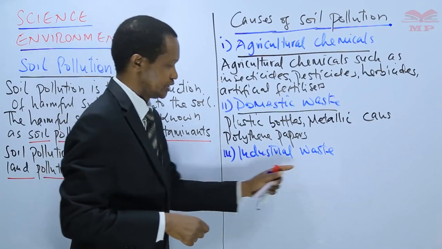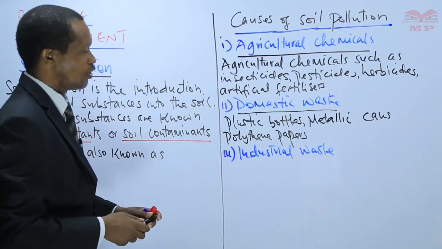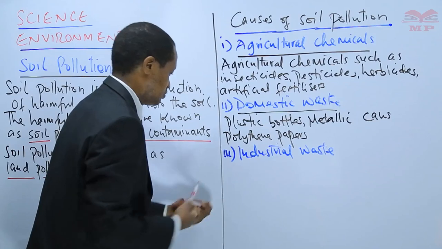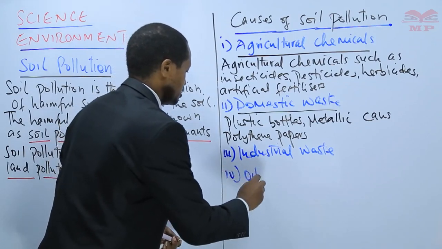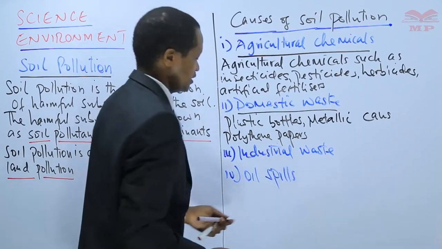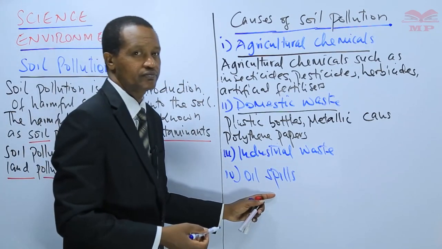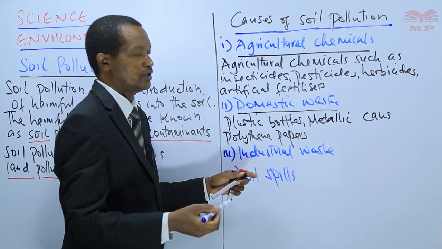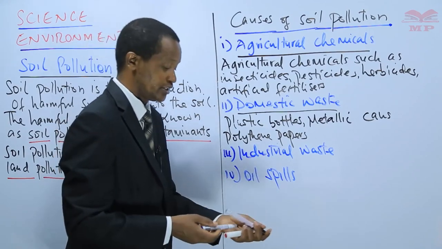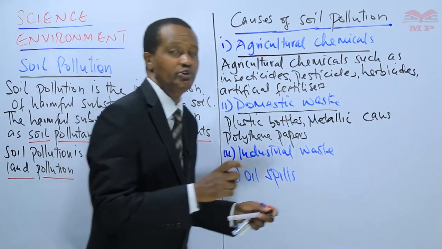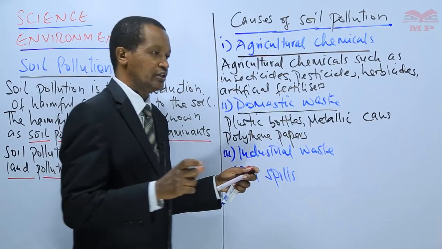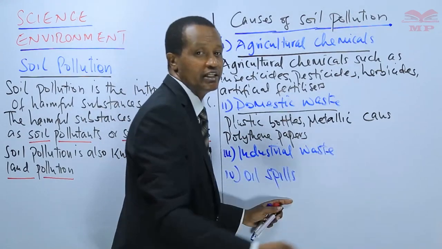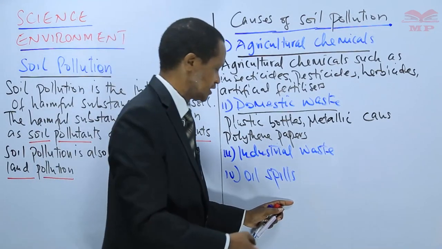That is industrial waste. Then we have oil spills. Number four, oil spills. This is spillage of oil. How does it occur? This may occur when ships engage in accidents in the seas, because we know ships carry huge amounts of oil. When there is an accident involving ships that carry huge amounts of oil, then that oil will spill in the ocean or in the seas. That is oil spillage.